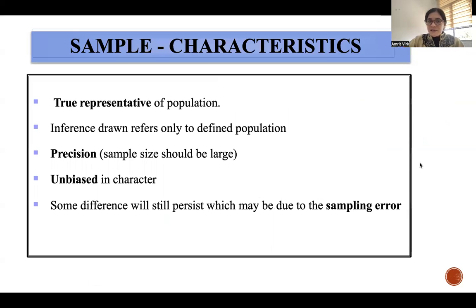Let's look at what are the characteristics of a good sample. A good sample should be a true representative of the population because the inference drawn refers only to the defined population. If the sample size is adequate or appropriate, it affords a lot of precision to the study. Ideally, sampling should be unbiased in character, but please remember that whatever technique we may employ in selecting a sample, some difference will always persist, and this is what is attributed to sampling error.